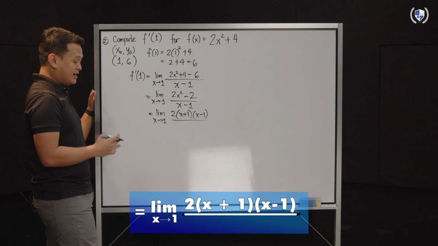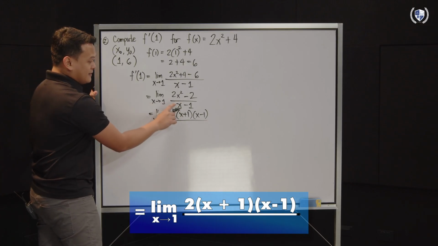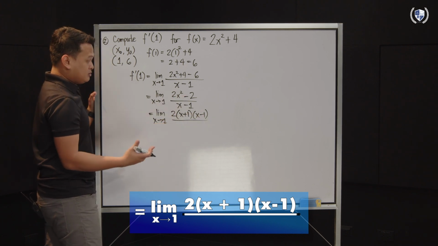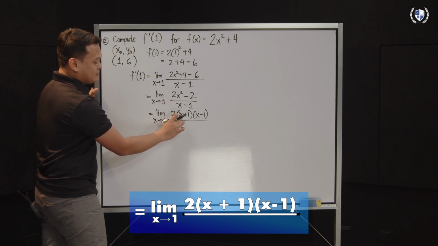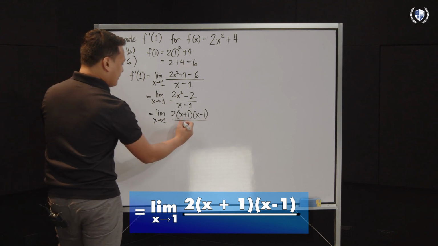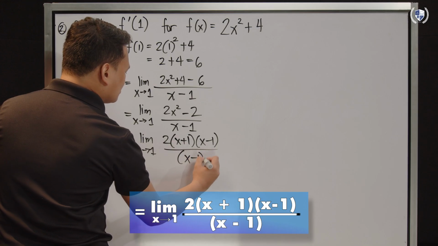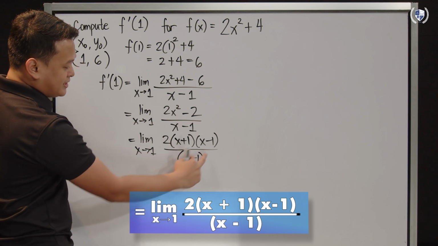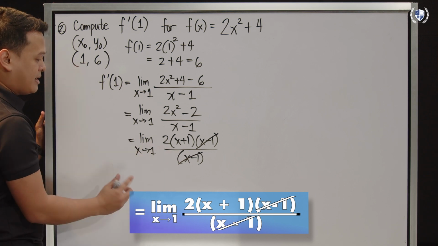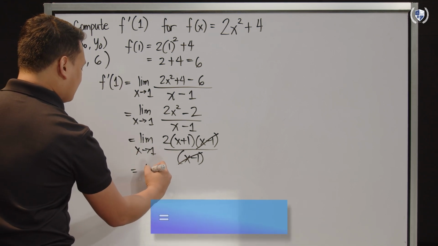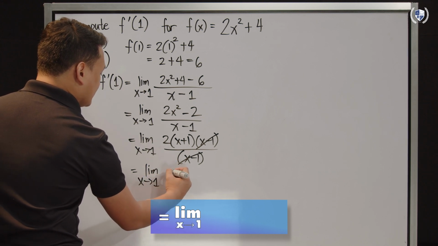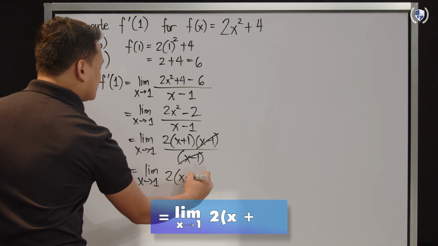Now, kung hindi ka confident na ang factors ng 2x squared minus 2 ay itong tatlo na to, you can actually multiply them. And you will see that if you multiply 2 times x plus 1 times x minus 1, magiging 2x squared minus 2 naman din siya. All over x minus 1. Nilagyan ko ng parenthesis to para makita natin na pwede namang i-cancel si x minus 1 dun sa numerator at denominator. Giving us the simple expression na lang na as x approaches 1 ng 2 times x plus 1.